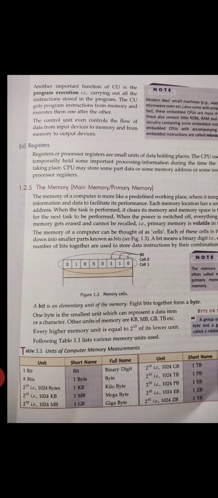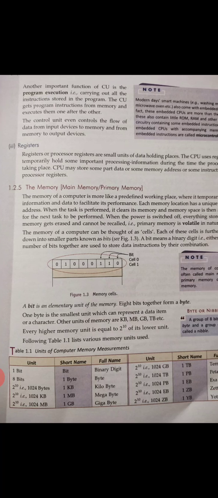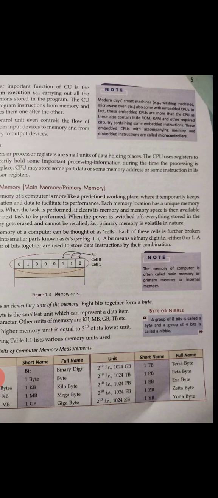8 bits mean 1 byte, 1024 bytes is 1 KB, 1024 KB is 1 MB, that is megabyte, 1024 MB is 1 GB. Then terabyte is there, petabyte, exabyte, zettabyte, and yottabyte. Till yottabyte is given. So you must know this because conversion may come from here, that convert this 1 GB to this TB like this way. So you must know this table so that you can convert it fruitfully.